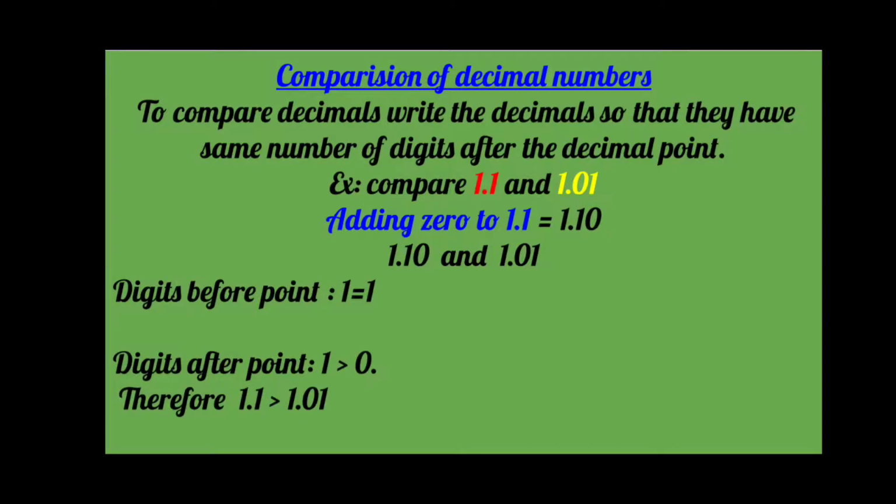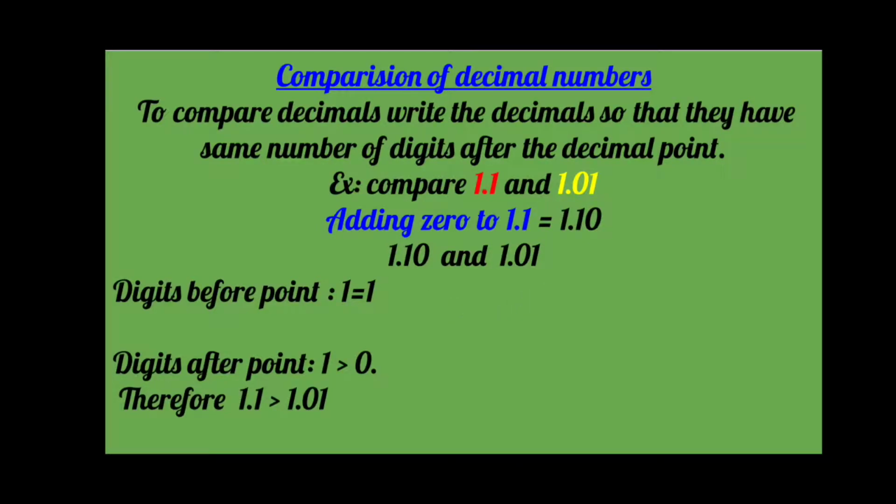Comparison of decimal numbers. To compare, we first have to make the two decimal numbers like, then we can compare the digits. These two decimal numbers are unlike, so we can add 0 to the first decimal number and then make them like decimals. These two are like decimals, so now we can compare the digits before and after the point to decide which one is bigger.